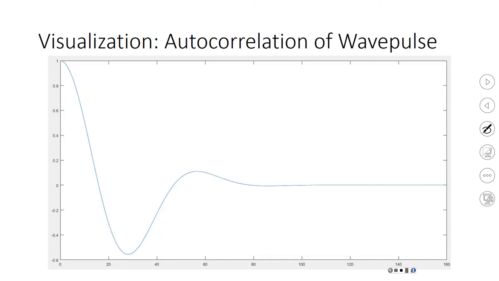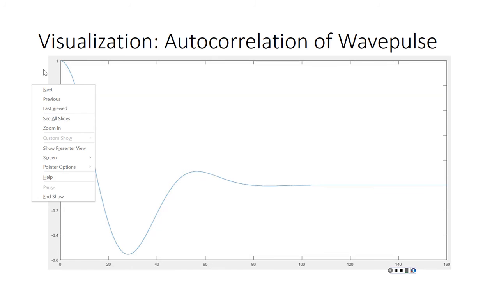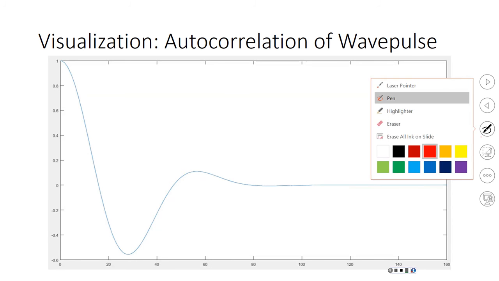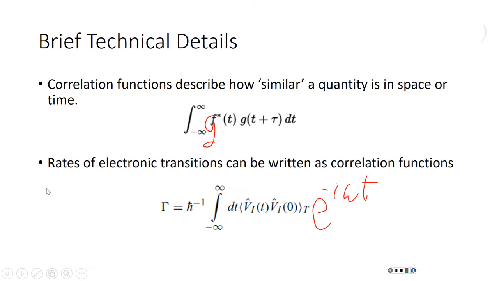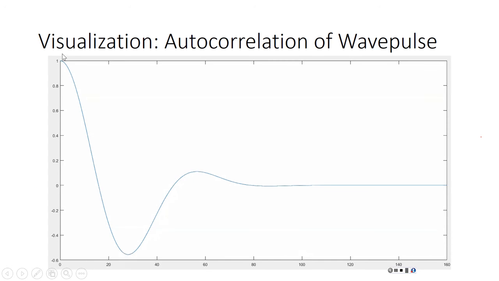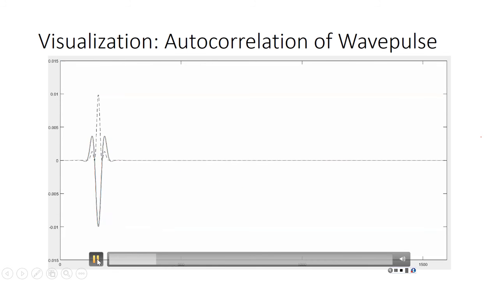So this is just a nice way to visualize what an autocorrelation function does. This first plot is an autocorrelation of a wave pulse. How do I? Oh, it's still on the marker. To draw? Yeah. Okay. There we go. So this is the plot of an autocorrelation function.